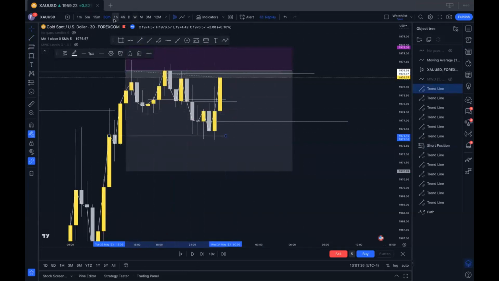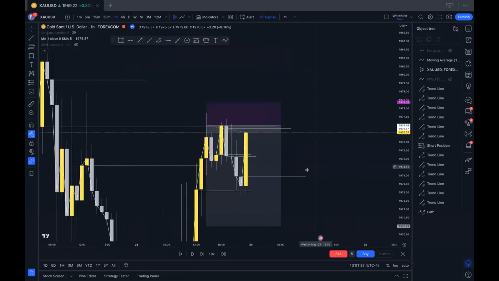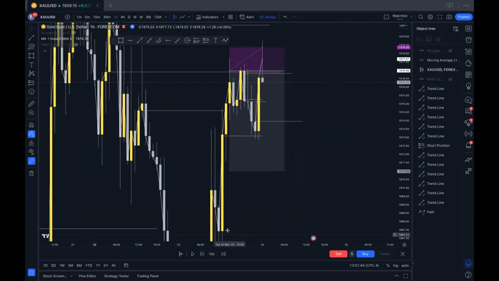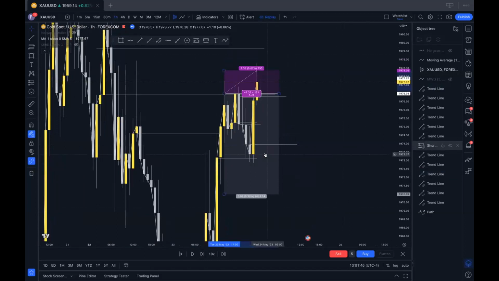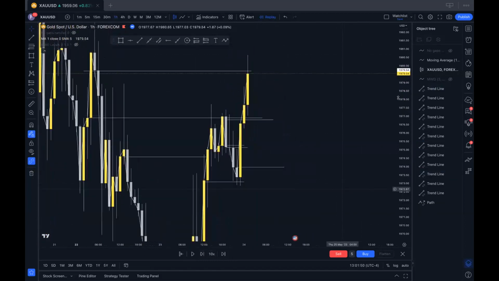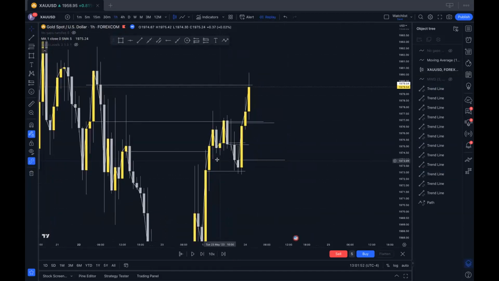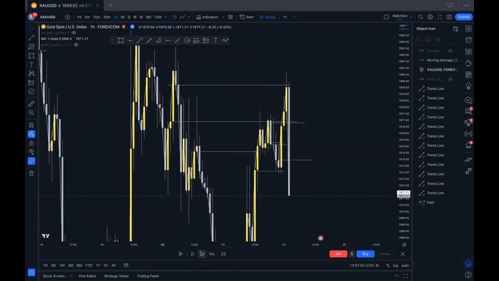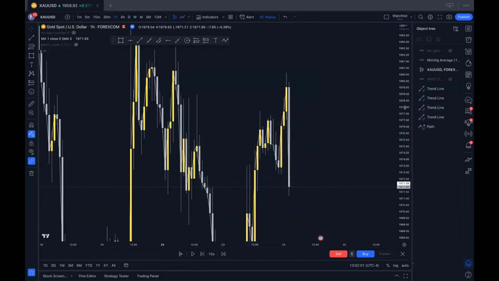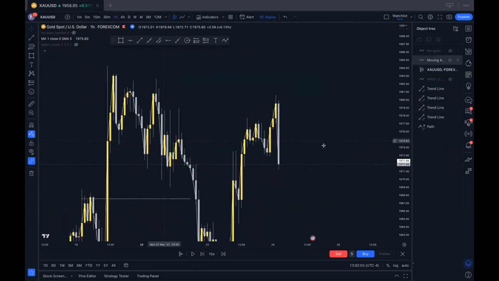But let's just continue on and see if this trade would have taken you out, and I want to see if price actually came back up here or not. Yeah, so price came back up here, no worries. It did come back up there, rejected, and it dropped.